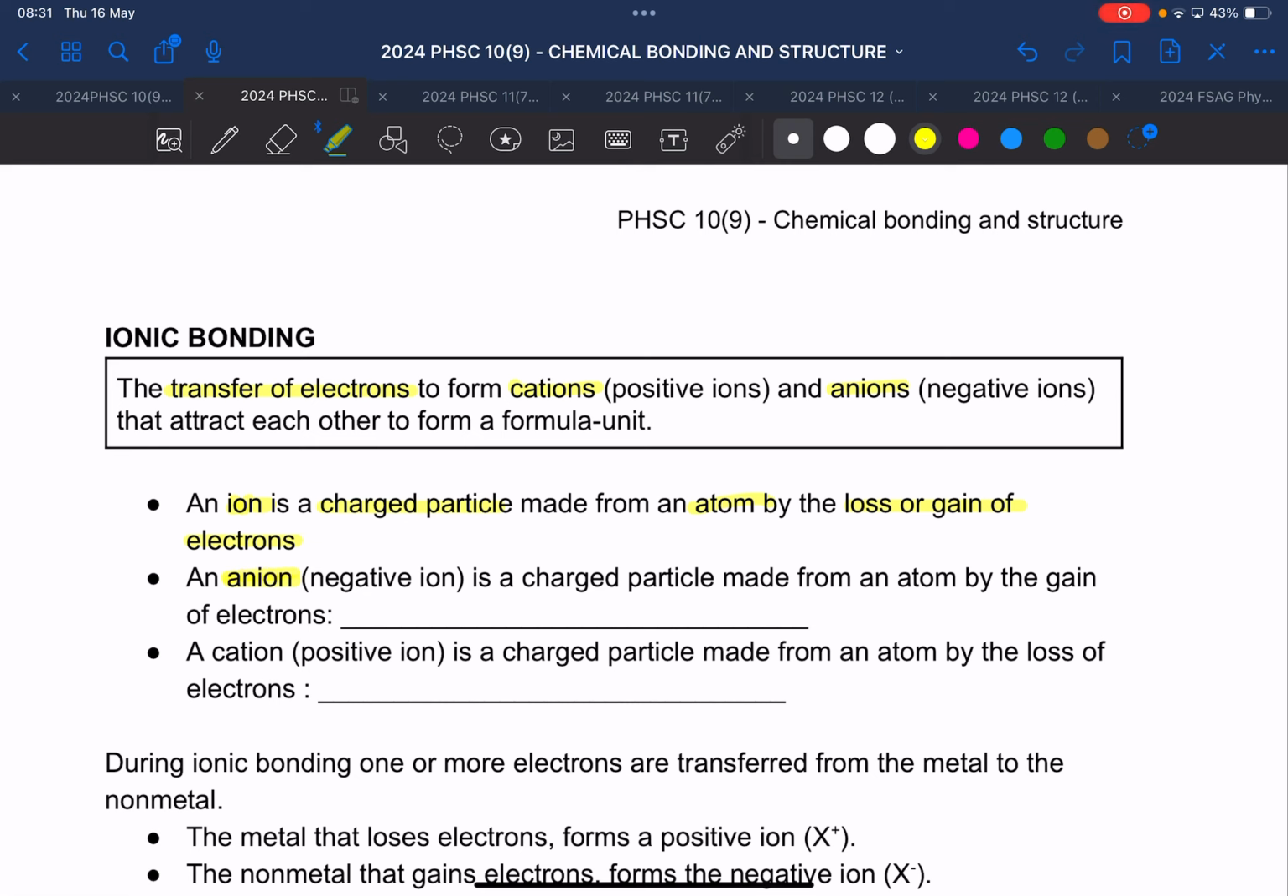Okay, so an anion or a negative ion is a charged particle made from an atom by the gain of electrons. No problem. So an ion, negative ion, it gained electrons. Okay, our example here, what would form a negative ion?